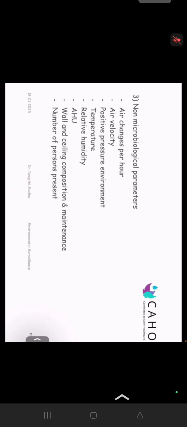Now, non-microbiological parameters are also included, which can have an impact on the outcomes. Air changes per hour. The number of acceptable air changes per hour in an OT is different from a bone marrow transplant unit. It is different in a labor unit. It is different in an ICU. It is different in an isolation unit. So the air changes per hour can also have a bearing.